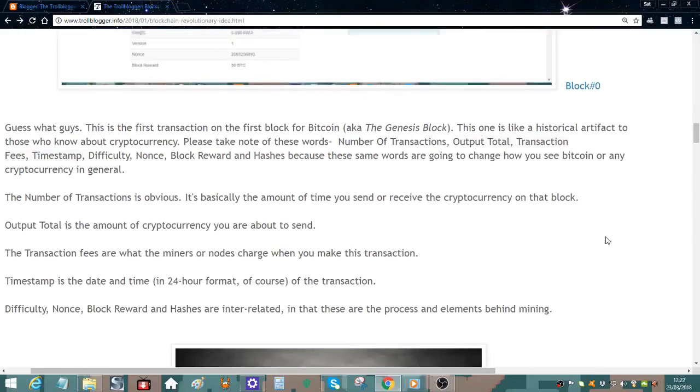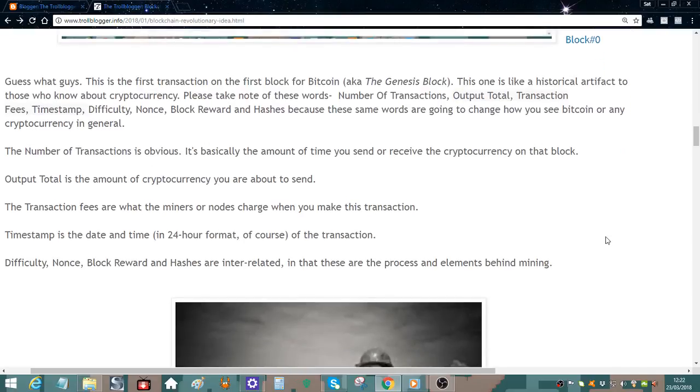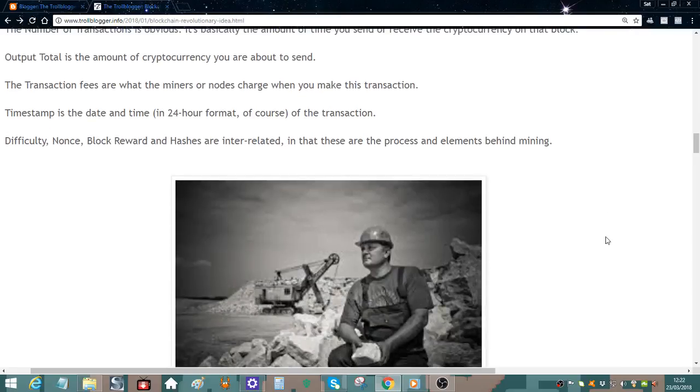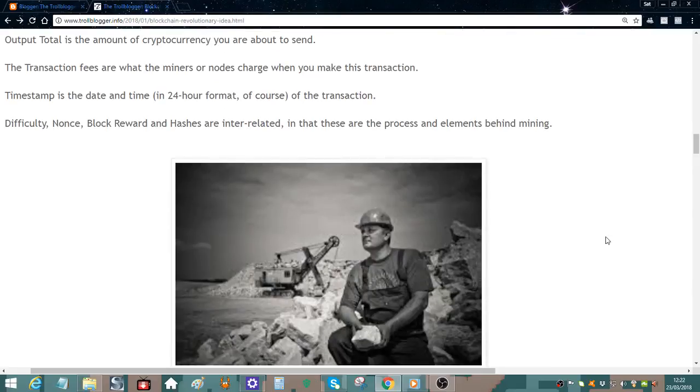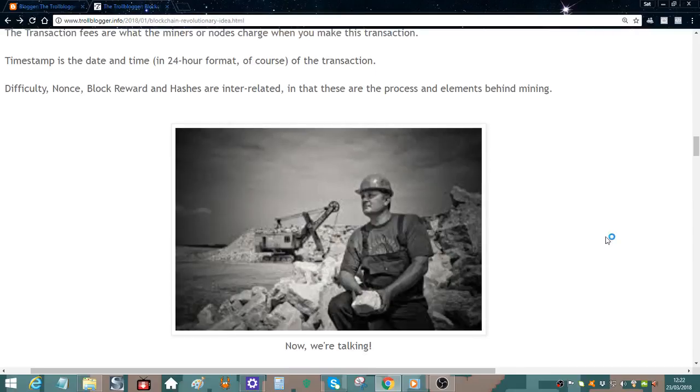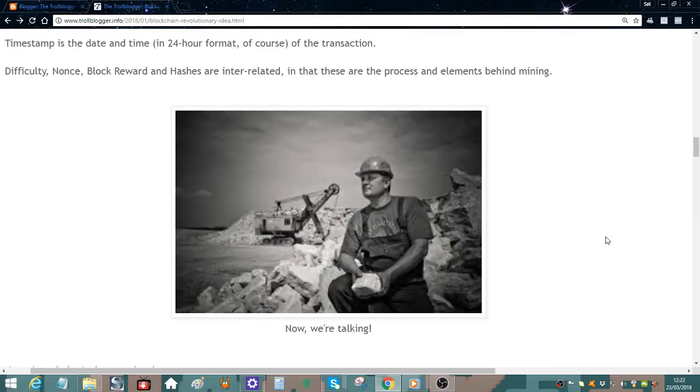The number of transactions is obvious. It's basically the amount of times you send or receive the cryptocurrency on that block. Output total is the amount of cryptocurrency you are about to send. The transaction fees are what the miners or nodes charge when you make this transaction. Timestamp is the date and time, in 24-hour format, of course, of the transaction. Difficulty, nonce, block reward and hashes are interrelated, in that these are the process and elements behind mining.